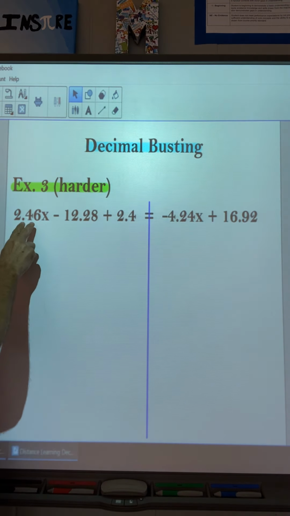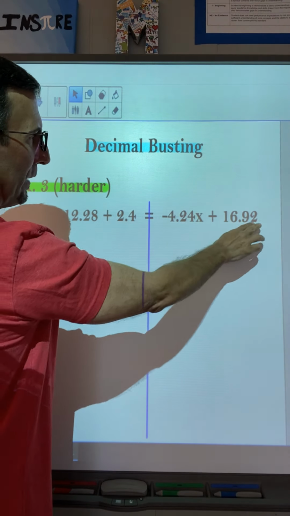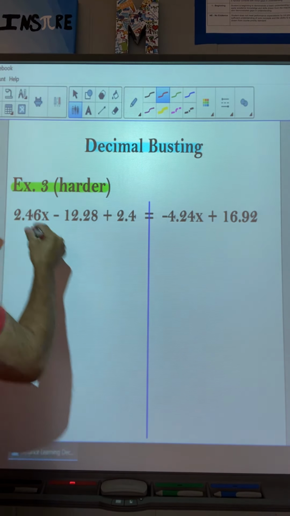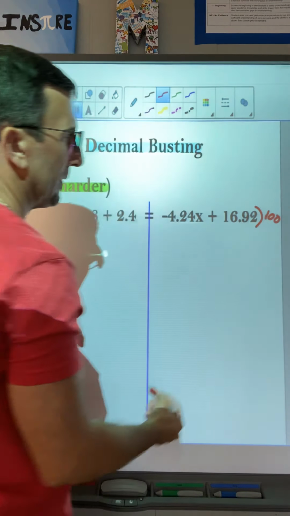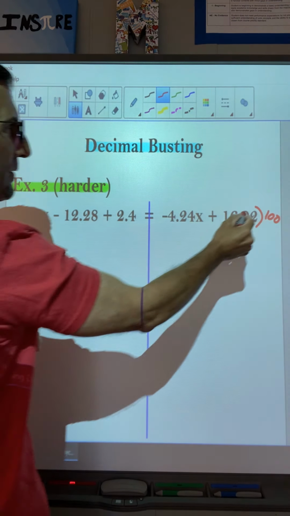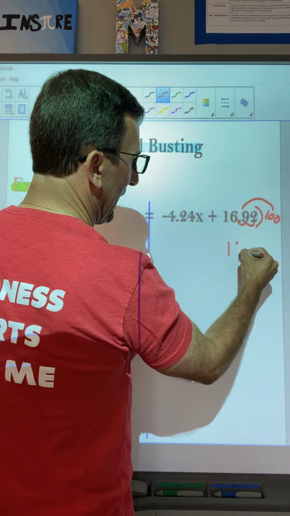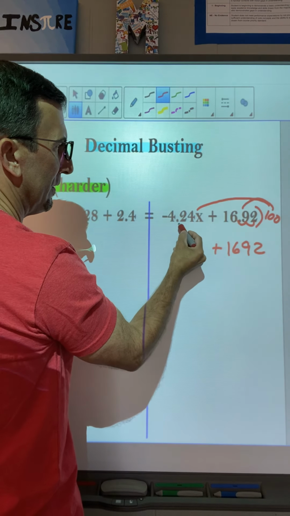Okay, so I have two decimal places. 2, 1, 2, and 2. So what do we multiply by? Yep, we multiply by 100. Okay, so I'm going to multiply this by 100, move it over twice. So I have 1,692. Multiply by 100.